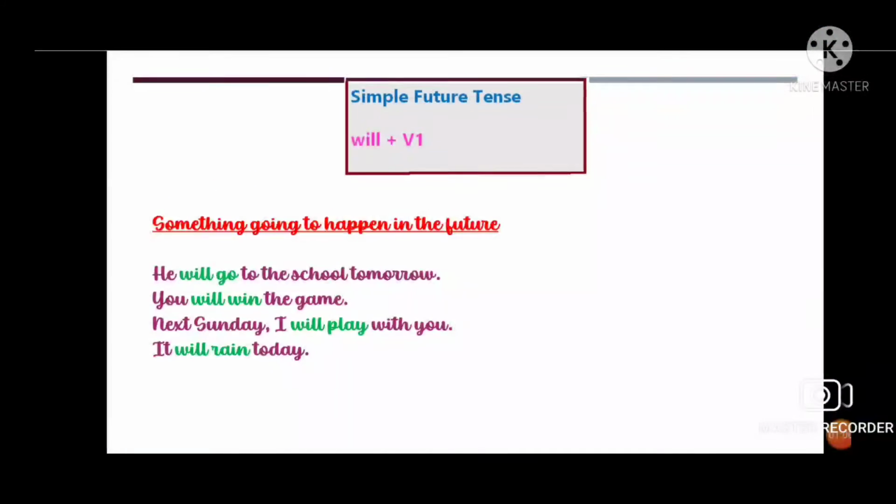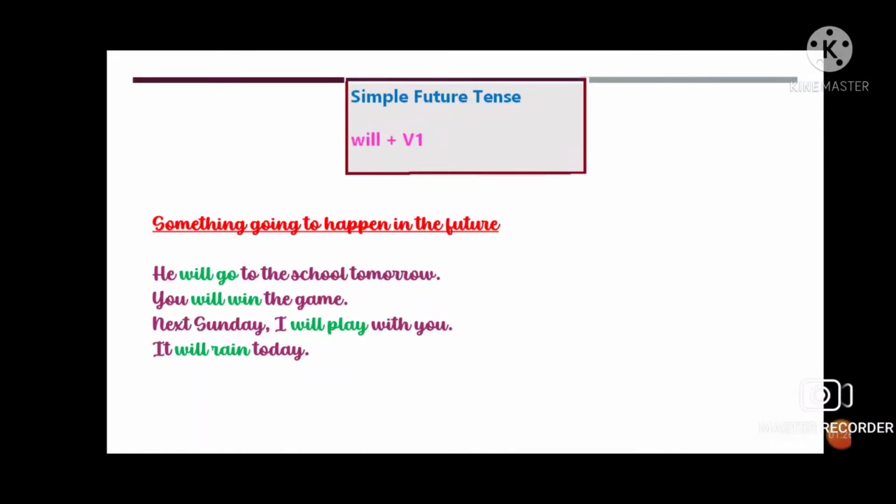Moving on to simple future tense. This is also one of an easy kind. This takes the form will plus V1. Something going to happen in the future. For example, he will go to the school tomorrow, which is going to happen tomorrow. You will win the game. You guess sometimes what is going to happen. So there also you use simple future tense.